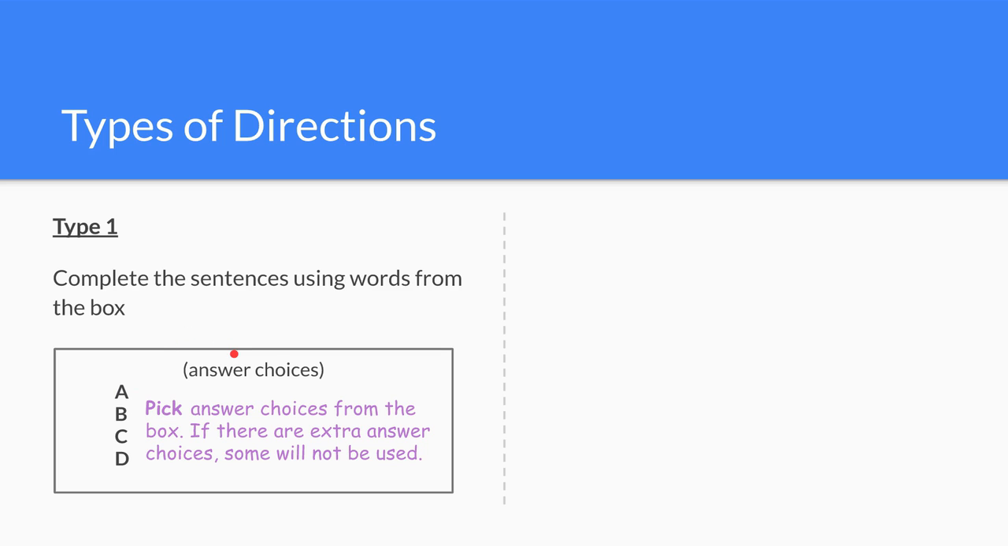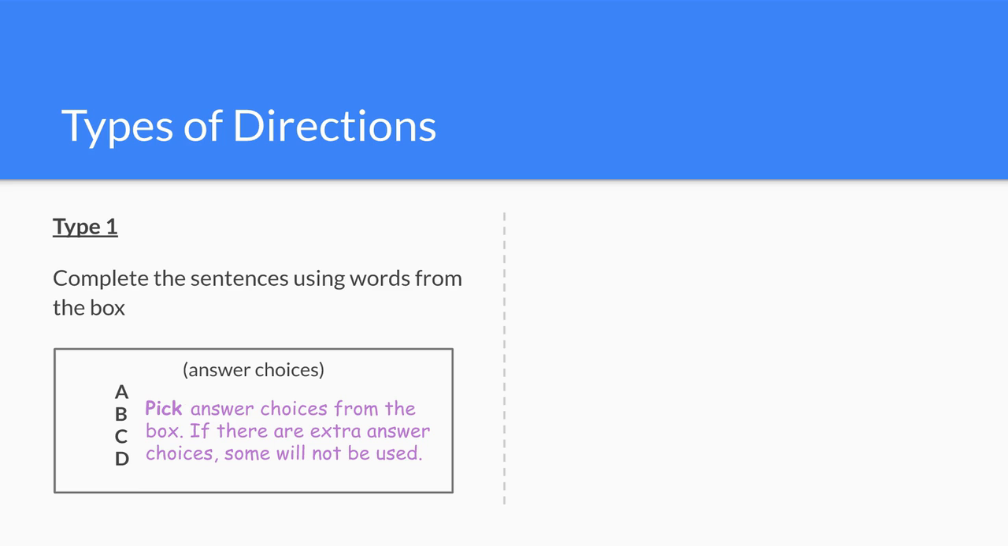Now, it might happen that sometimes there are more options than the questions themselves, or sometimes there are less. Most of the times, you will see that there is an extra choice or 2 that are not going to be used. The extra answer choices are just there to confuse you.